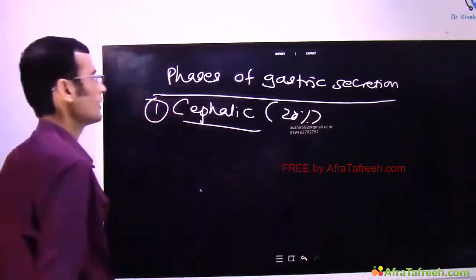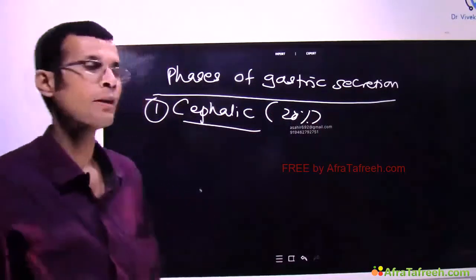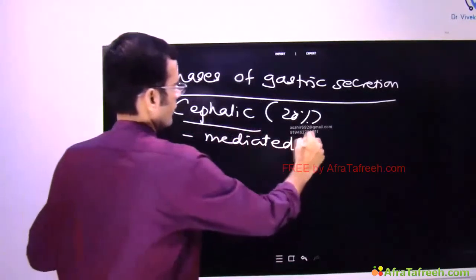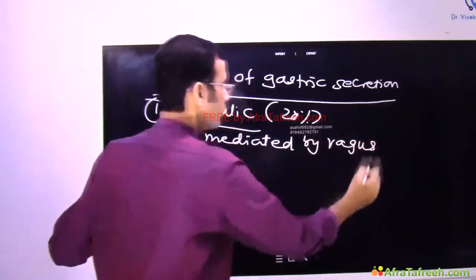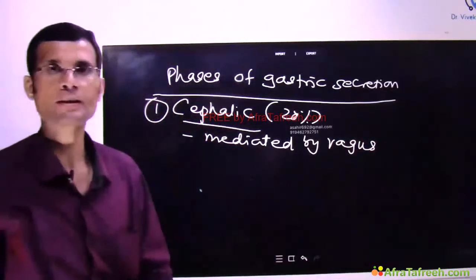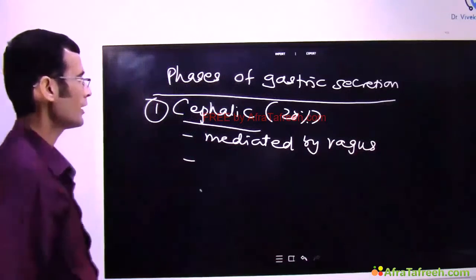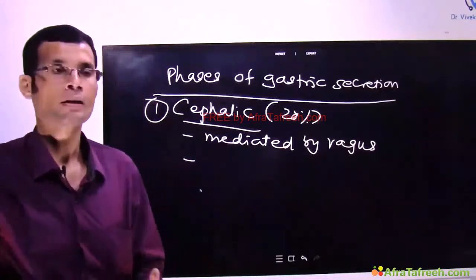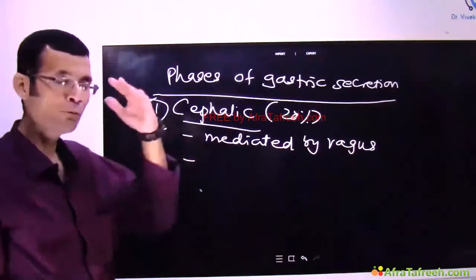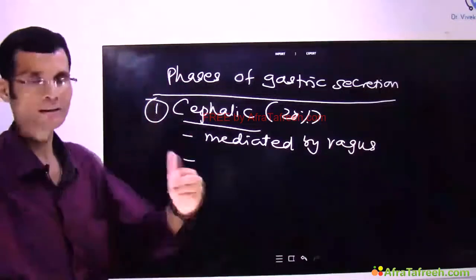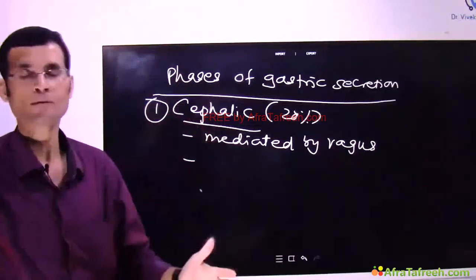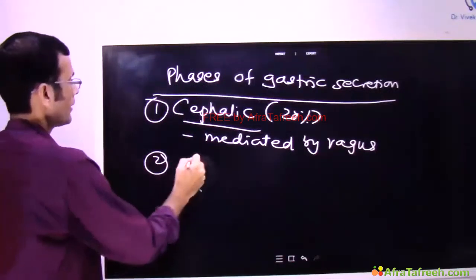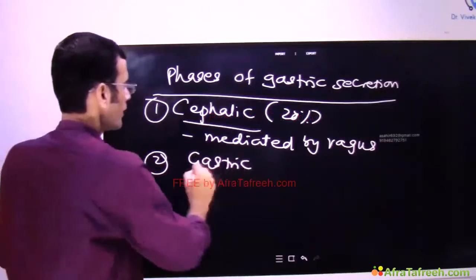20% of the total secretion occurs in the cephalic phase. It is mediated by the vagus, so it will be prevented by vagotomy. What is the cephalic phase of gastric acid secretion? Sight of the food, smell of the food, thought of the food. That means food in the head. Cephalos is head. You are thinking about the food and there is gastric acid secretion. That's the cephalic phase.